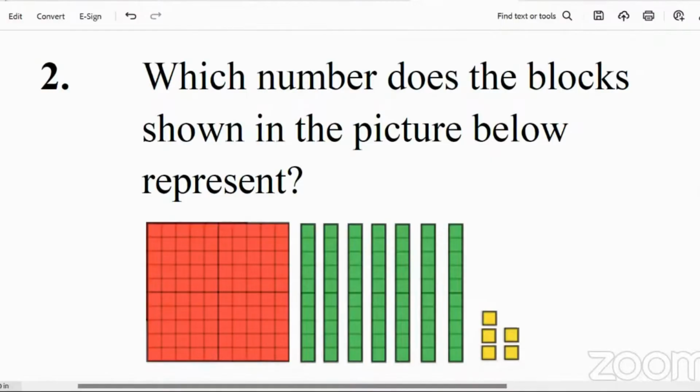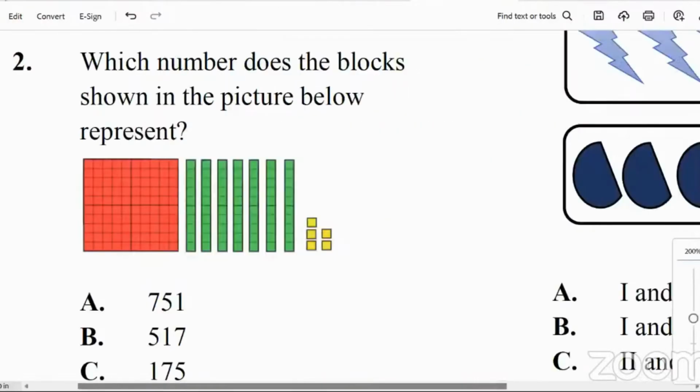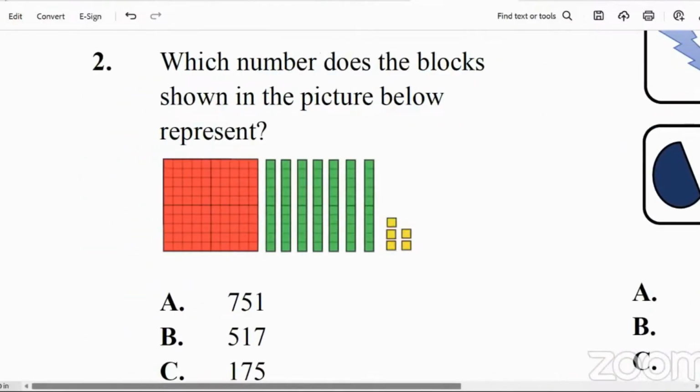Okay, might have to be a little bit smaller. All right, guys, don't pay attention to what's on the other side. The other questions are on the other side. We'll get to those shortly.